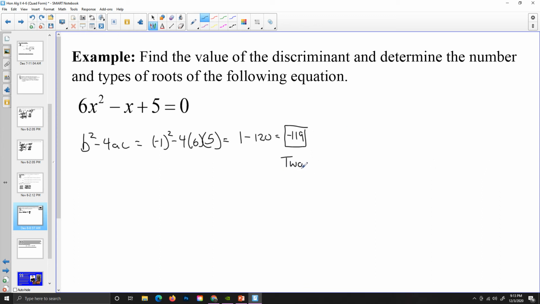2 imaginary zeros. And again, there are only 2 other options. If this number came out to be 0, there would be 1 real. If this number came out to be positive, there would be 2 real zeros.